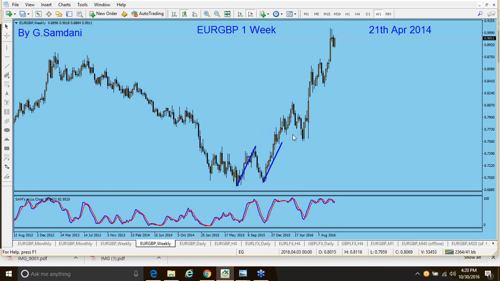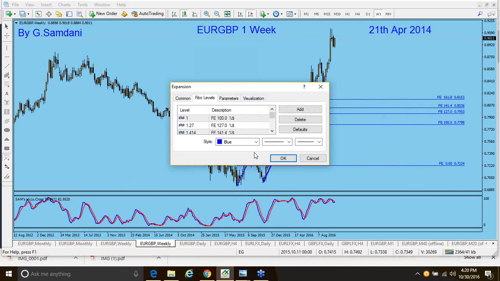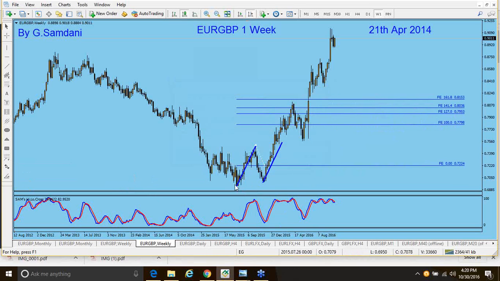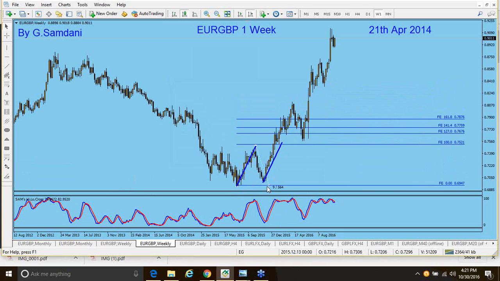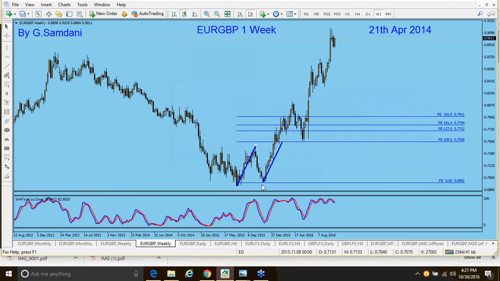So we add those numbers in this tool, and how you use it is that you first pull the fib from here to here, right? This is the move that we are going to compare the current or upcoming move to. So this is point A, B, and then this is a third pointer. You will place it right here in the beginning of the move. And now you want to see how far it goes.